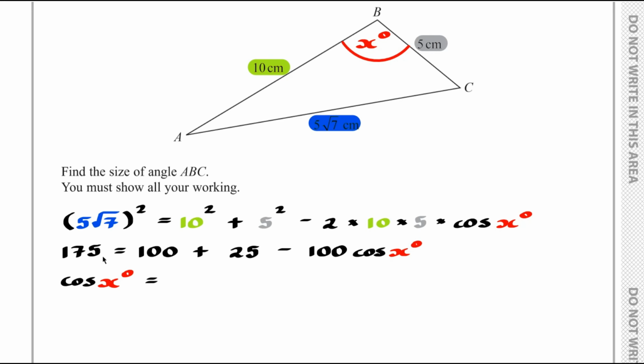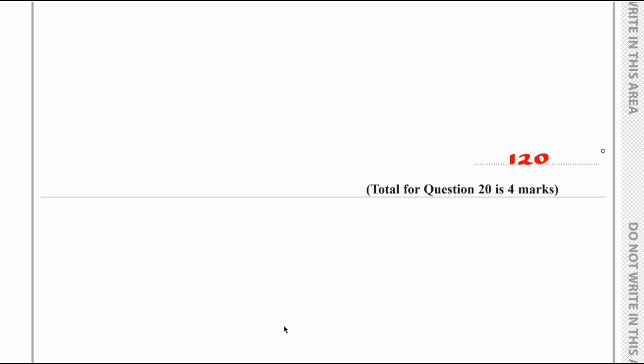If I do 175 subtract 100 and then subtract 25, I end up with 50. And 50 divided by -100 is -1/2. So cos x is equal to -1/2, which means x is equal to 120. So I've got 120 degrees.